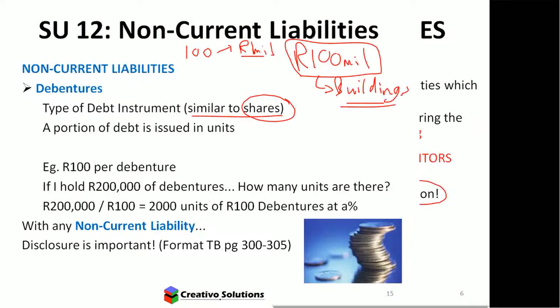Oh, just a question here. How many units are there? Forgot to discuss this. If you hold 200,000 debentures and each debenture is worth 100, how many debentures would you have? You'd have 200 units. Okay, I haven't really seen this come up. It's just something to consider when looking at non-current assets and liabilities.